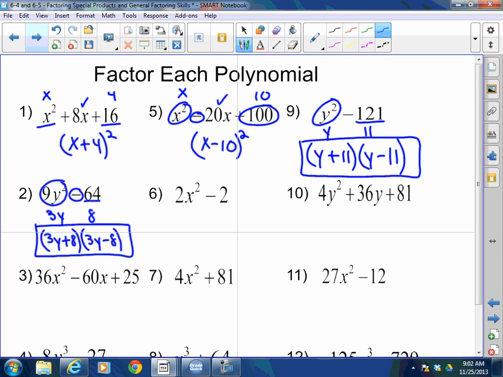Okay, number 6. 2 is not a perfect square, is it? But can I factor a GCF out of this? I can factor out a 2. So I have x squared minus 1 now. Is x squared a perfect square? What's the square root of that? Is 1 a perfect square? What's the square root of that? So are they being subtracted? So it's the difference of squares. Square root of the first plus square root of the second times square root of the first minus square root of the second.